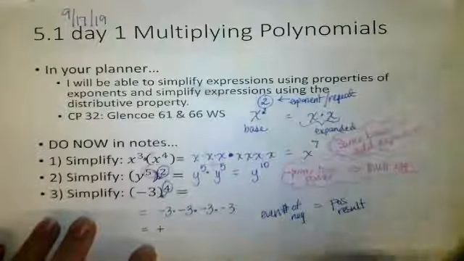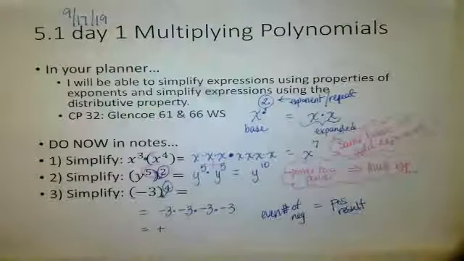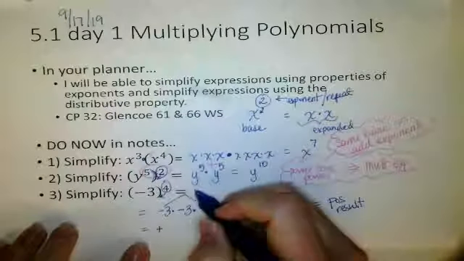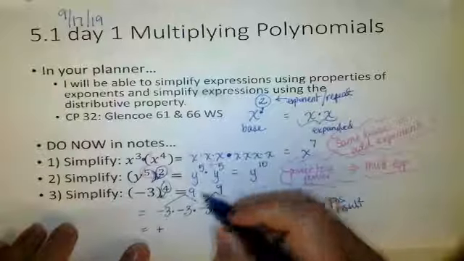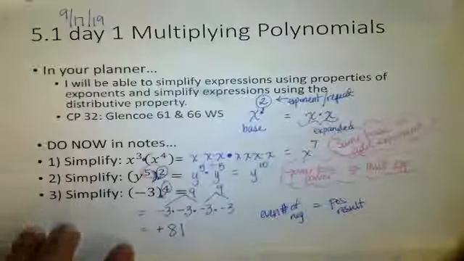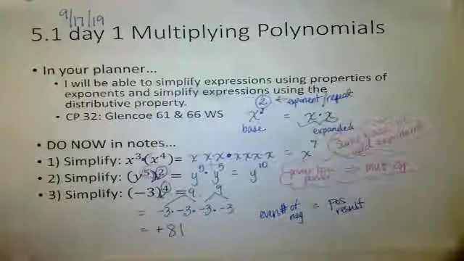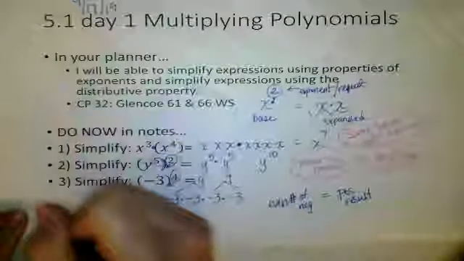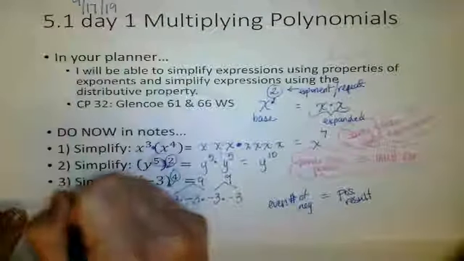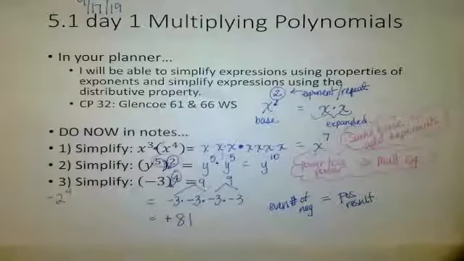Okay, and that's really important that we understand that because we want to be able to do that quickly, right? And then, of course, 3 times 3 is 9, and 3 times 3 is 9, and 9 times 9 is 81. So be very careful. The reason I say be very careful is because the most common algebra mistake is -2 to the 4th.